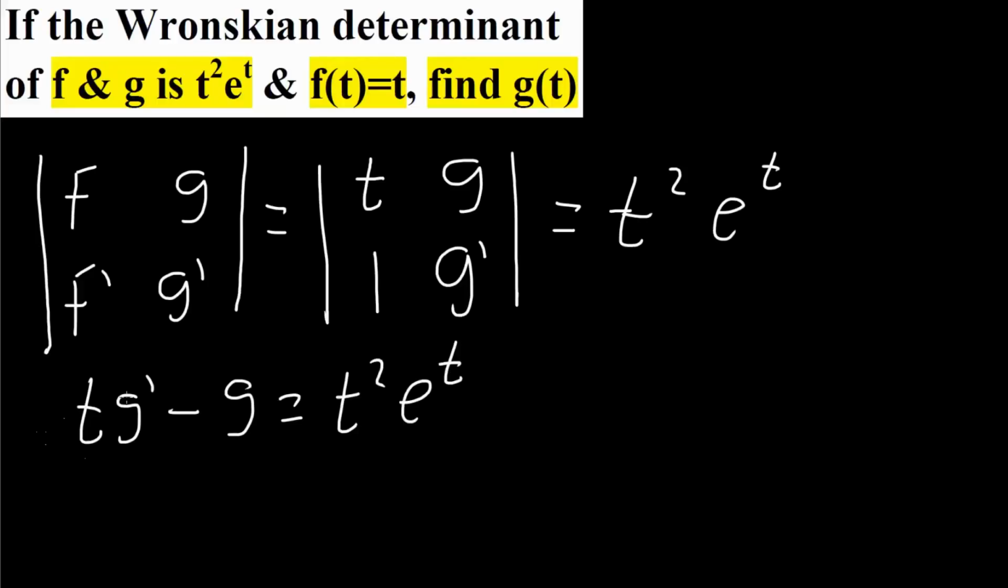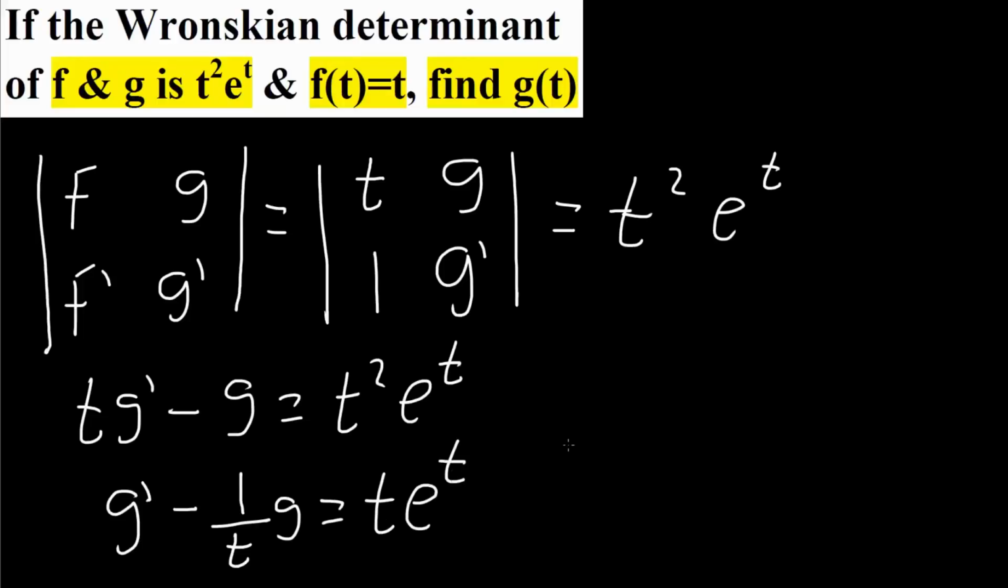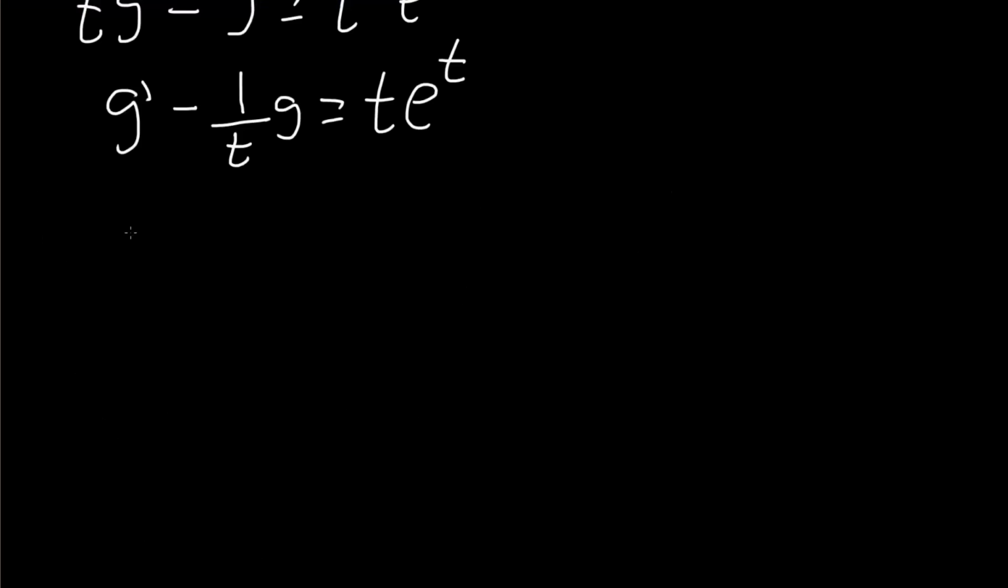And if you notice, this is not in a standard linear form, so we'll divide everything by t. So we'll get g prime minus 1 over t, g, is equal to t times e raised to t. I'm going to scroll down a little bit. And since now it's in standard linear form, we'll get our integrating factor.